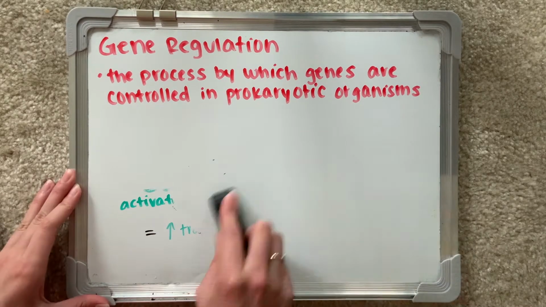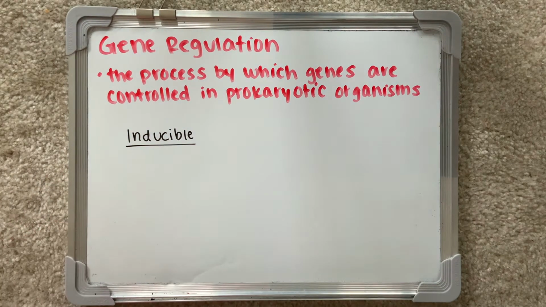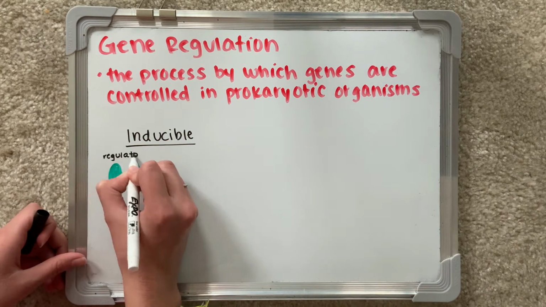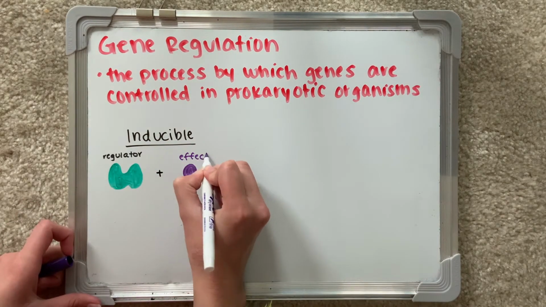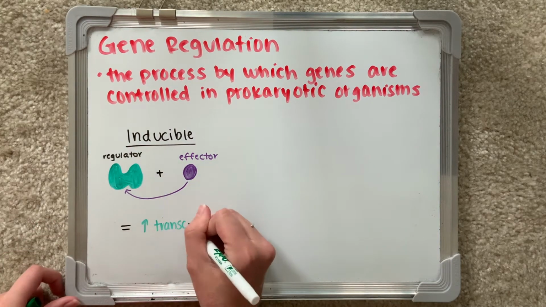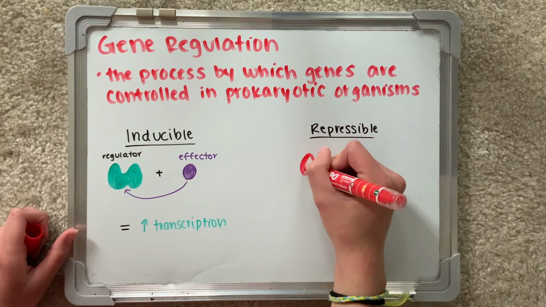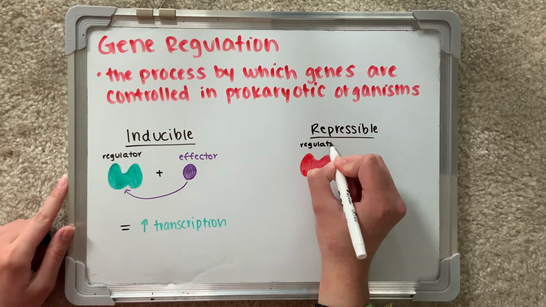The other category is inducible versus repressible control. During inducible control, transcription is usually off, but is then turned on when a small molecule or effector molecule binds to the regulatory protein. Repressible control is the opposite. Transcription is normally on, but the binding of a small molecule to the regulatory protein results in transcription turning off.